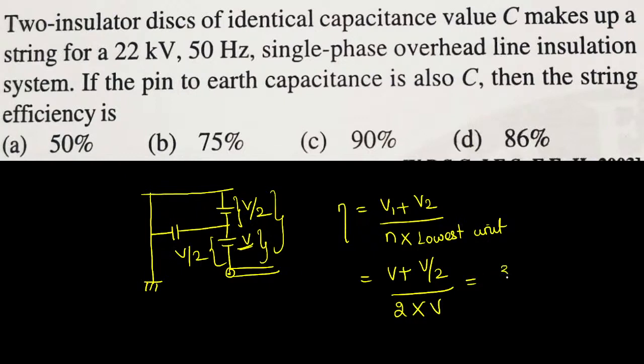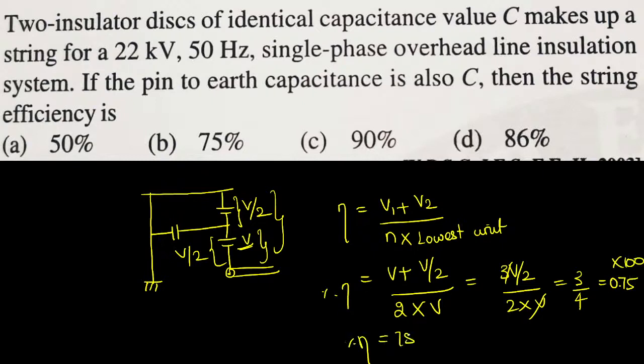இப்போ இதை reduce பண்ணுங்க. It will become 3V by 2 divided by 2 into V. So V V getting cancelled, it will become 3 by 4. 3 by 4 equal to 0.75. In order to write it in percentage, multiply it by 100. So percentage efficiency will become 75%. Am I right, sir? Observe the question. So the correct answer is option B.